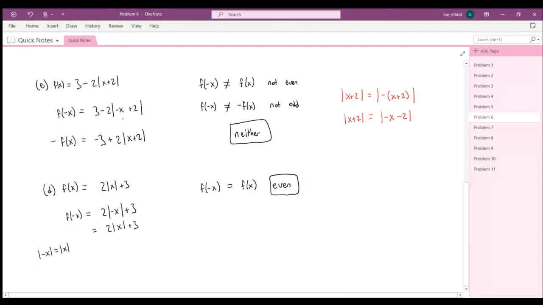But if you just have the minus in front of the x and not the 2, then it's not the same thing, okay?